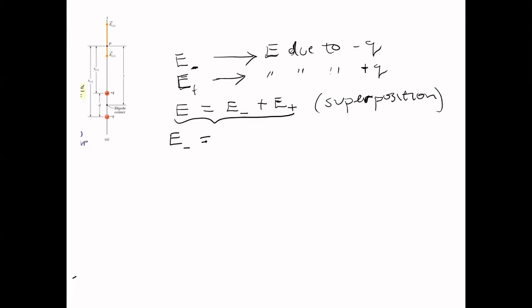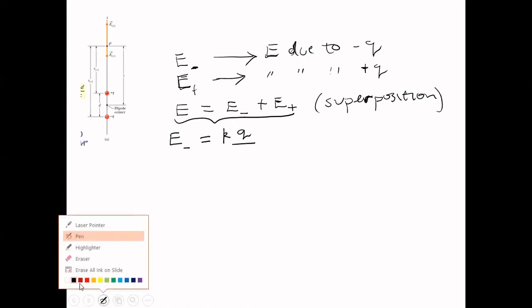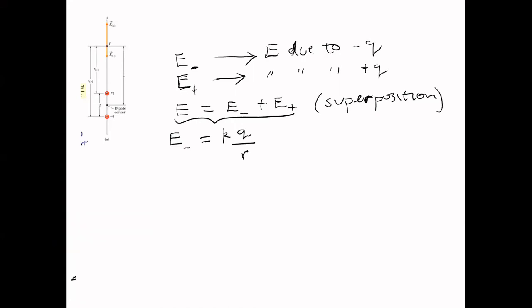E minus is just equal to K, remember, times the magnitude of this Q minus. Since we are just talking about the magnitude, we'll not consider the direction. So we'll just say times Q, and then over, what is the distance? I'm going to say R minus, the distance from this charge, just there, at this point. Are we together?